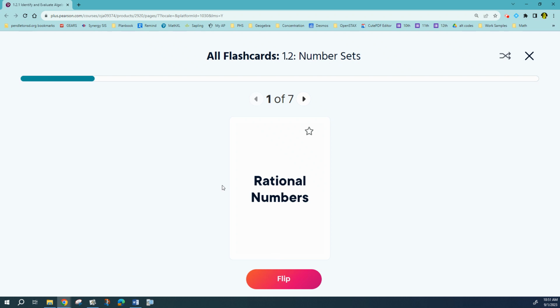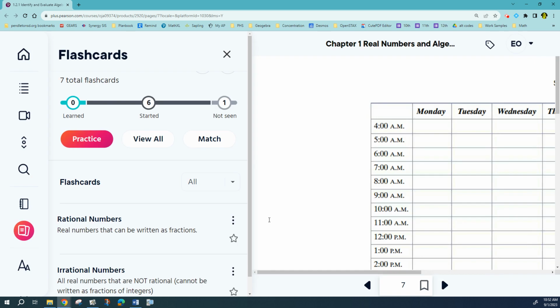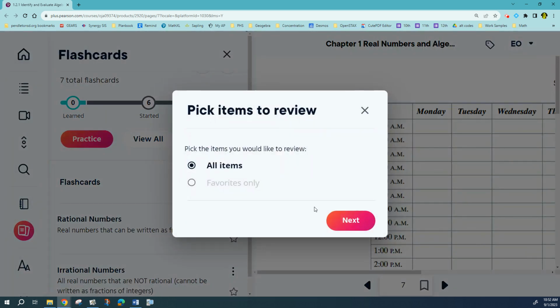So what are rational numbers? What's our definition of rational numbers? Think back now. Come on. Contains the word ratio. What kind of numbers are rational numbers? Let's do this differently. Let's do the matching one. That'll be better.